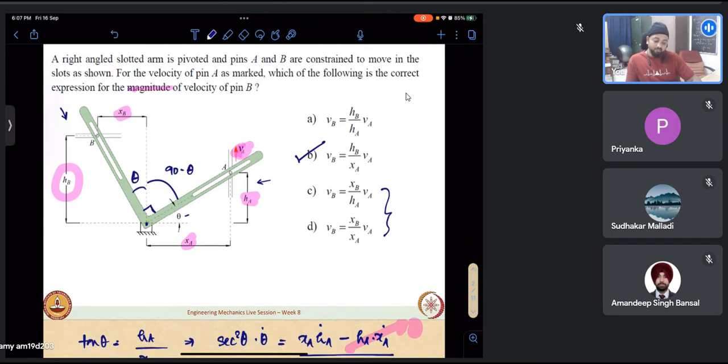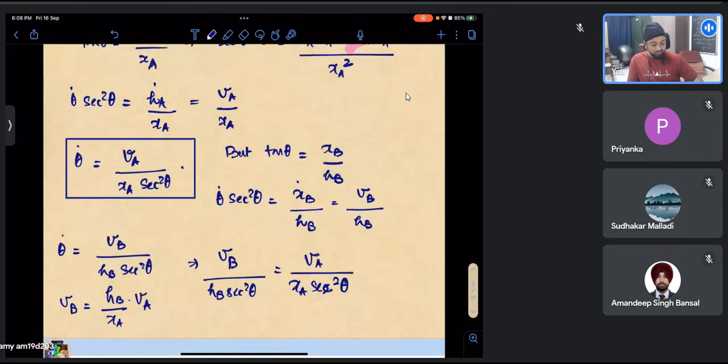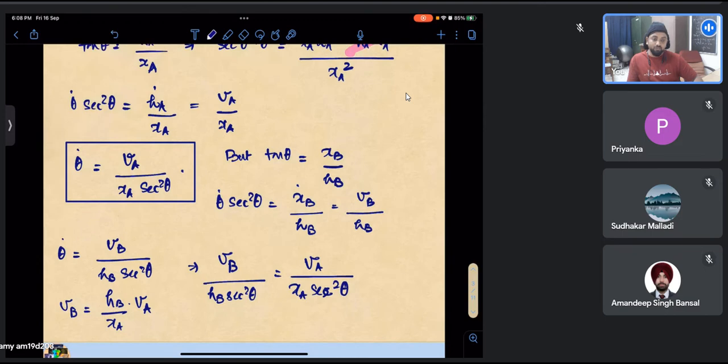So we have it, a simple problem. Just to illustrate that from the constraints of the system, we have to write equations relating the kinematical quantities and then subsequently differentiate them to get our velocities and accelerations. So if there are any questions on this, I'll take them now. Otherwise, we will move on to the next problem.